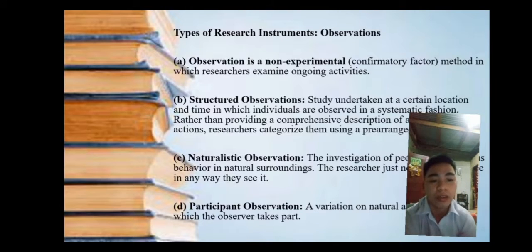Letter C, naturalistic observation: the investigation of people's spontaneous behavior in natural surroundings. The researcher just notes what they see in any way they see it. Letter D, participant observation: a variation on naturalistic observation in which the observer takes part.